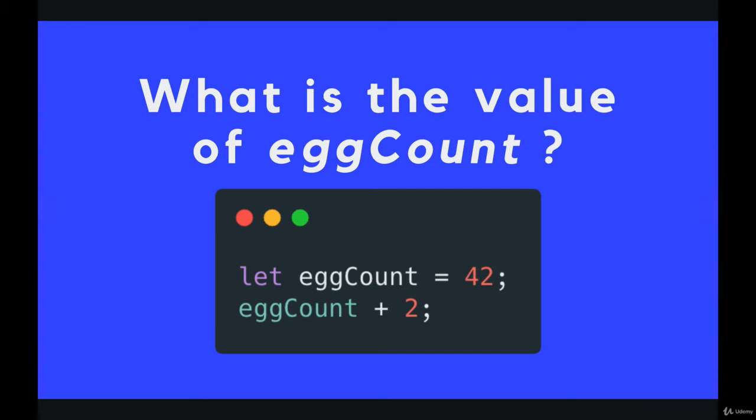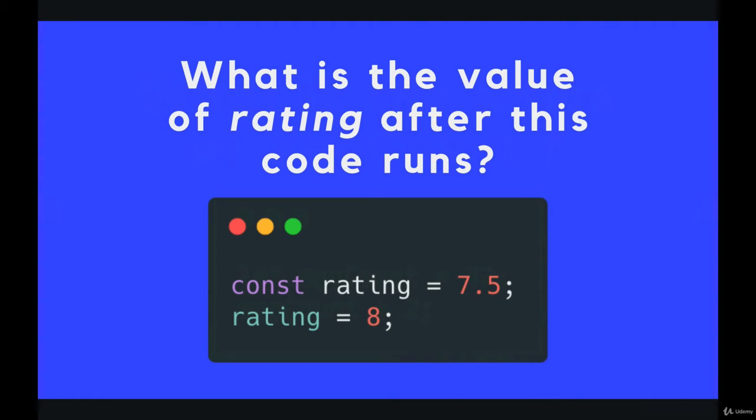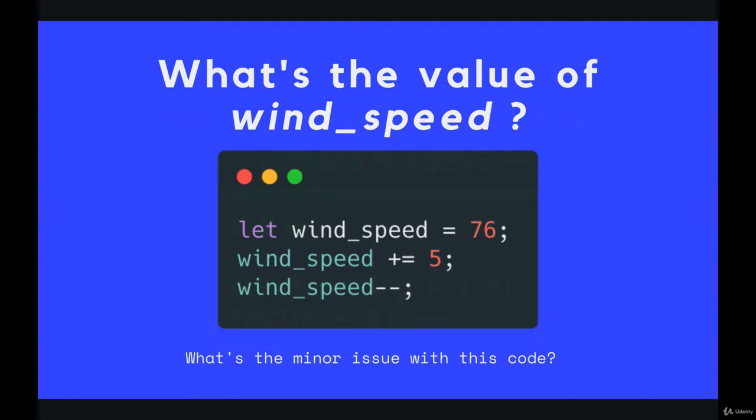What is the value of egg count once this code runs? Pause if you need to. Here's the next one. What is the value of rating after this code runs? And the final one, what's the value of wind speed here?